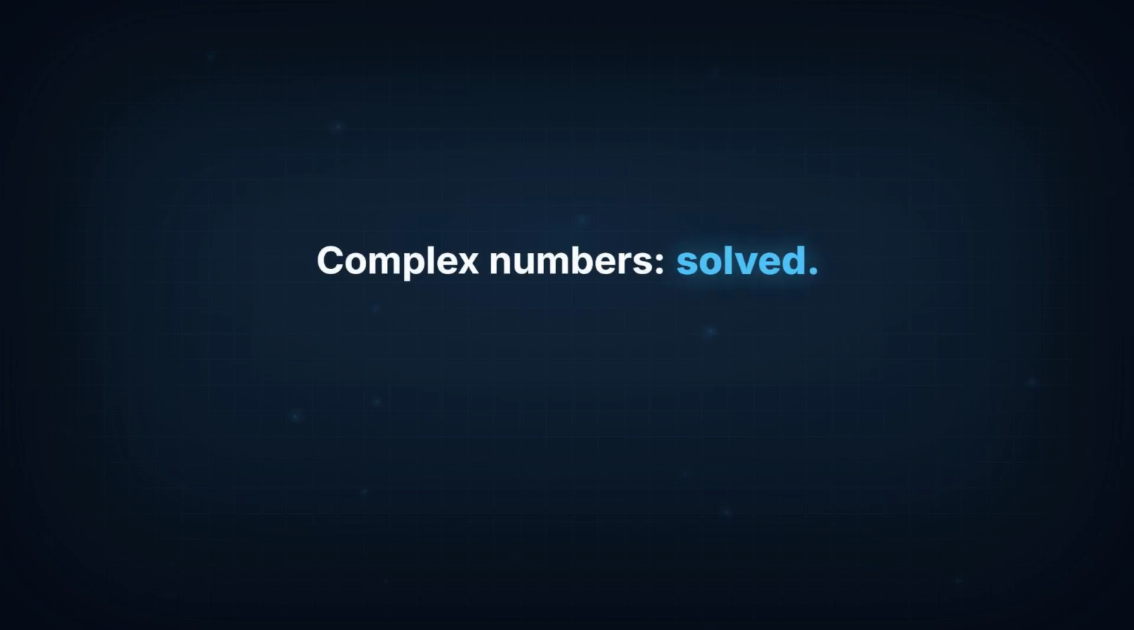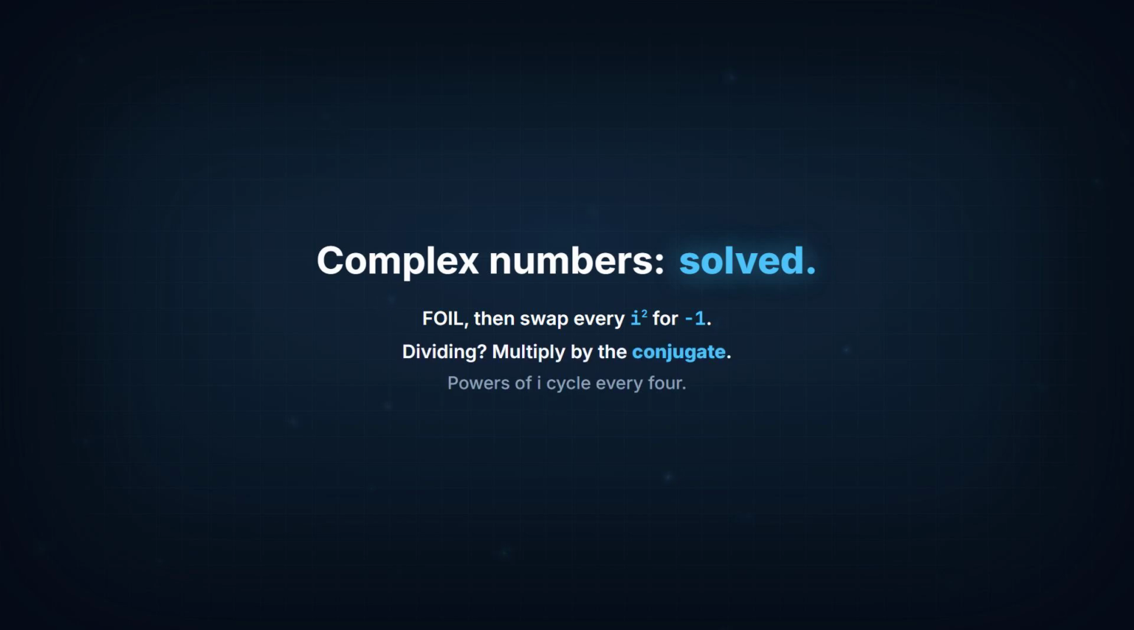Complex numbers solved. Multiply like normal, then swap every i squared for -1. To divide, hit the bottom with its conjugate, and powers of i just cycle every 4.